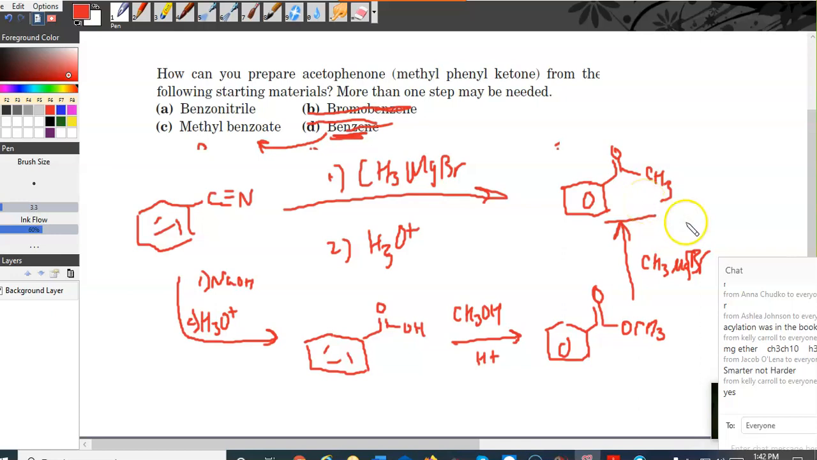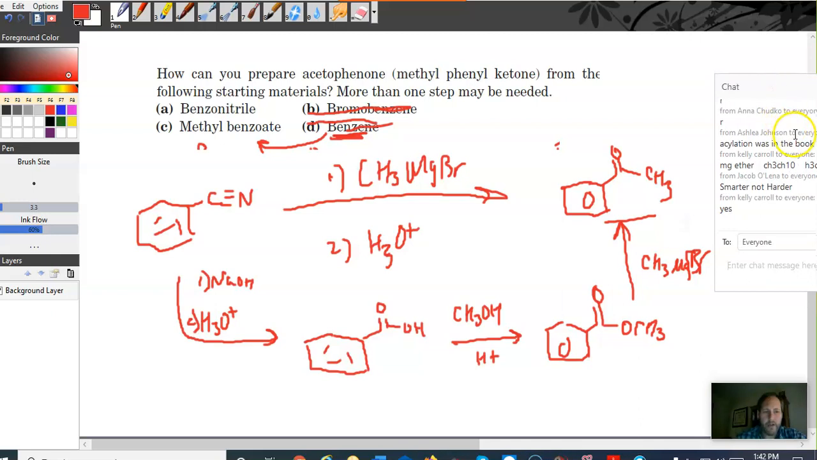Anybody have something different, or is that what you guys had? Curious has the answer book. Hey, Kelly, which one did you have? Did you have the one reaction or the number two route? Which way did you do it? Oh, you did both. Oh, good. Nice job. Very nice job. What does the book have as the answer? Ashley, Route 1, okay. Route 1 is the book answer. Okay, all right, that works.